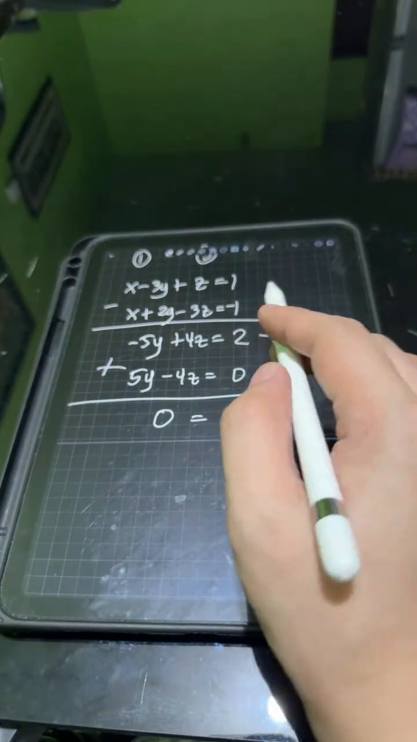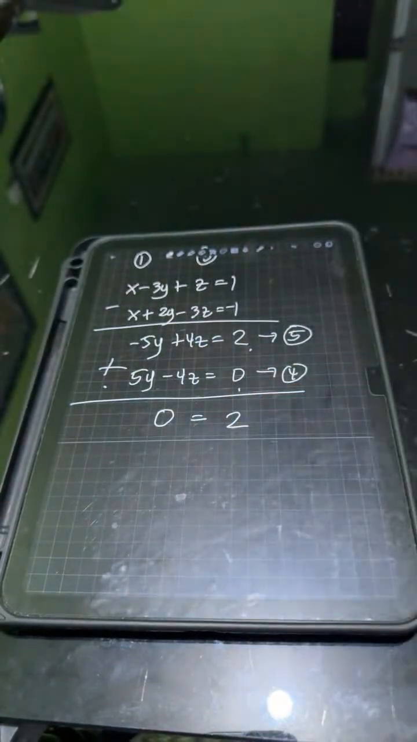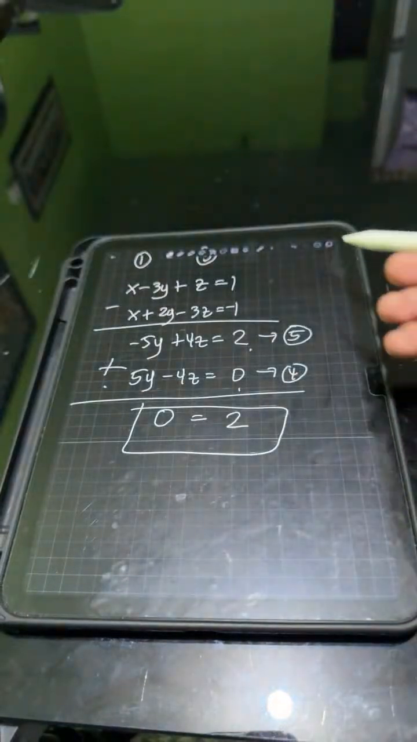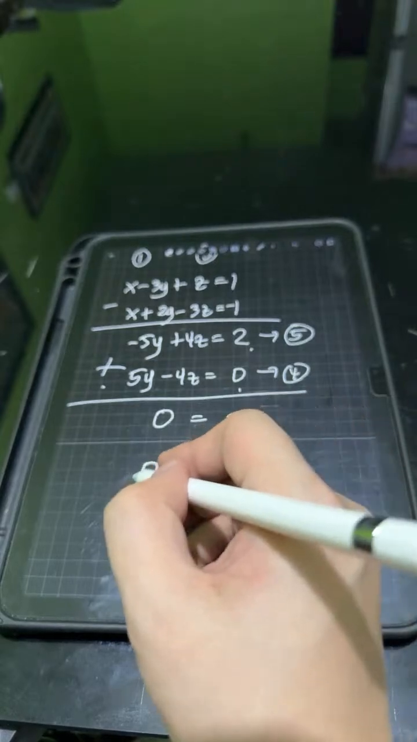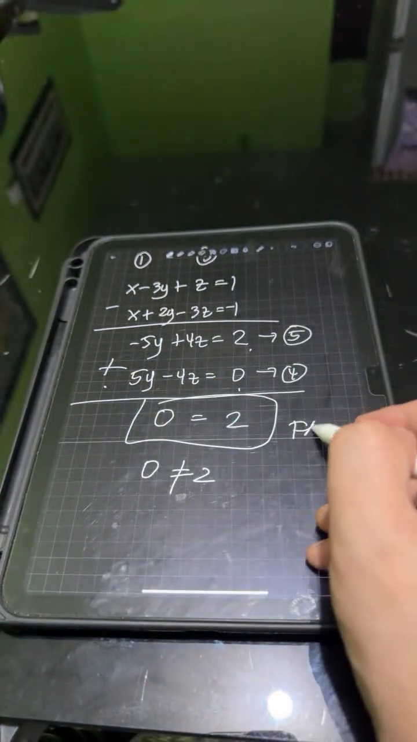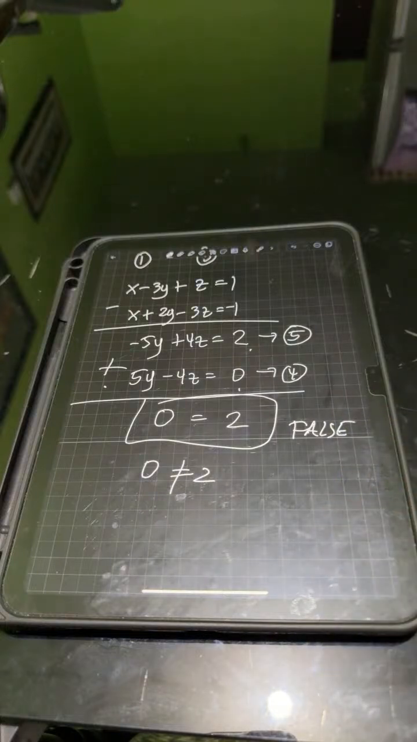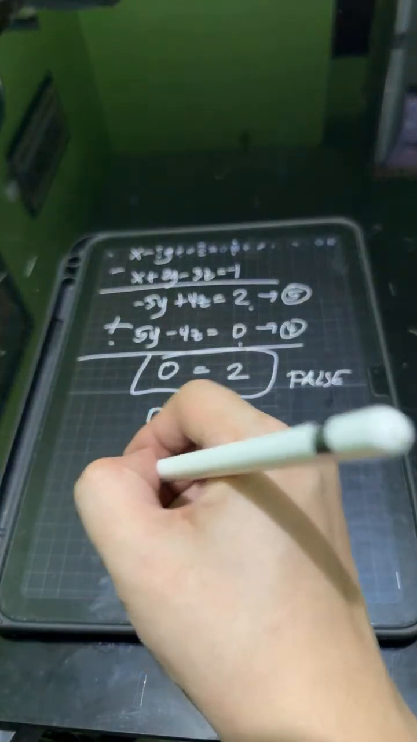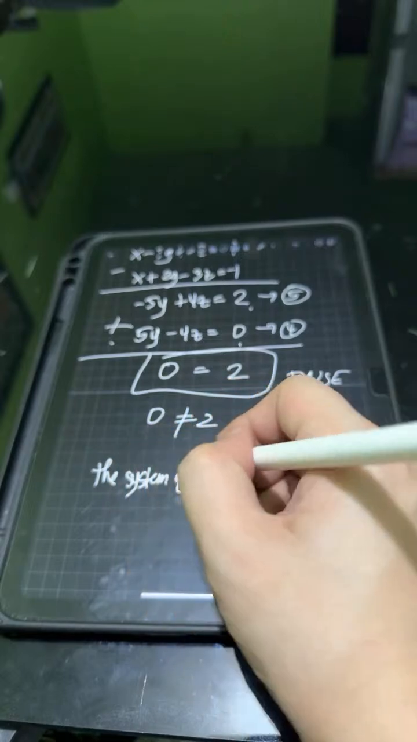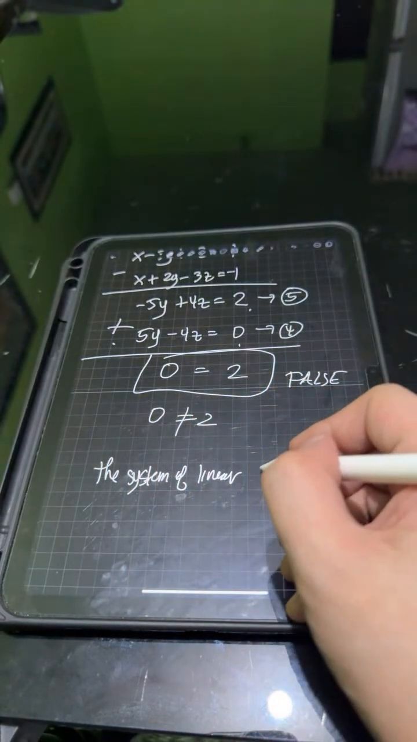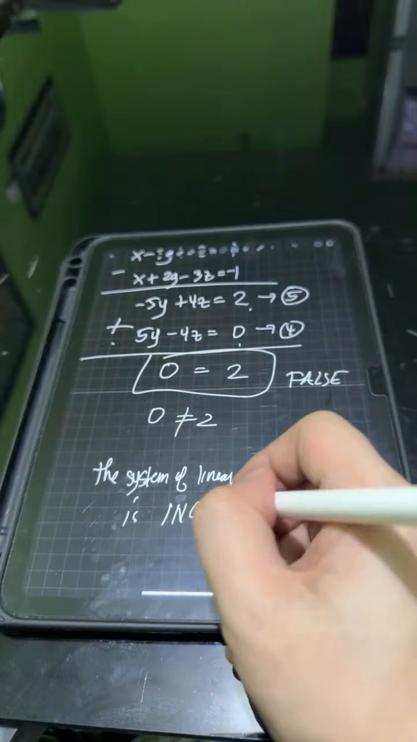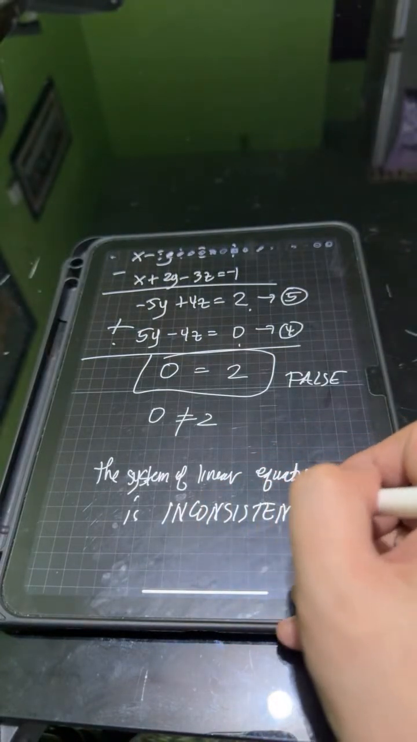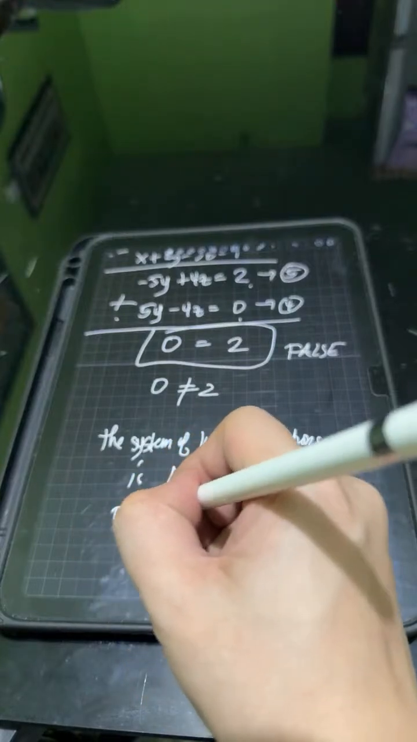How about the right side? 2 plus 0, which is 2. So the resulting equation is false because 0 is not equal to 2. It should actually be written 0 not equal to 2. So since this is false, it means that the system of linear equations is inconsistent. So you will say that the system of linear equations is inconsistent or has no solution.